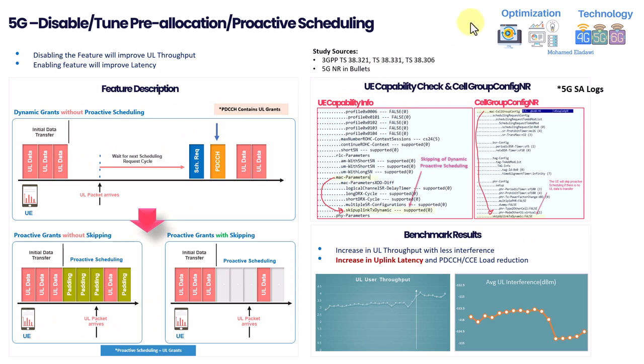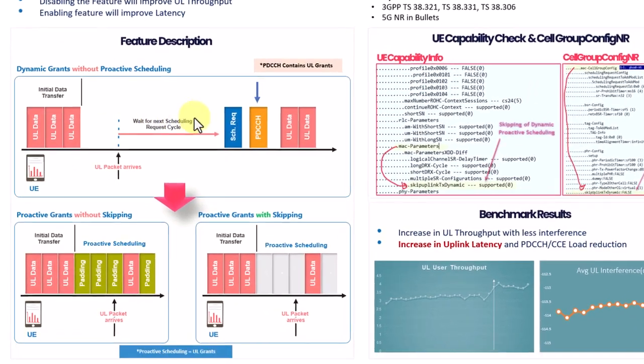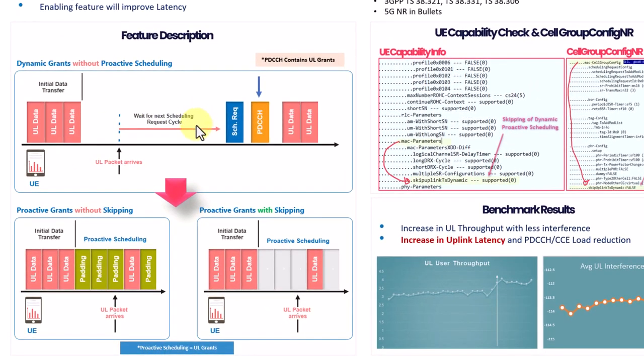Okay, in this section, we are going to explain in general the main understanding or concept of the pre-allocation or proactive scheduling feature. It has a different name between the vendors, but at the end, this is a 3GPP feature, so you can say proactive scheduling. So in general, let's first explain the concept and how this can improve the uplink throughput. You can see here in the figure in the top left, this is showing the normal scheduling, or they call it dynamic grants or dynamic scheduling.